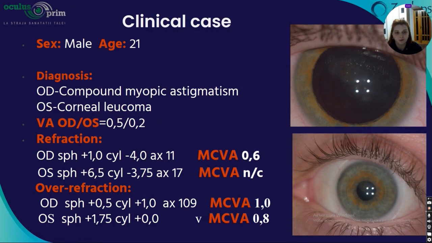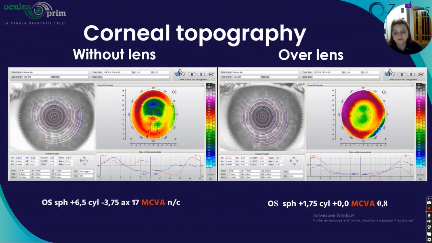Next patient, male, 21, diagnosed with compound myopic astigmatism in the right eye and corneal glaucoma in the left eye. First, we had visual acuity 0.5 in the right eye and 0.2 in the left eye. Here the astigmatism is compensated by the lens, and it gave us the maximum visual acuity in the right eye and 0.8 visual acuity in the left eye. In the first image, we see the deformed cornea, and the second image is the corneal topography over the lens.